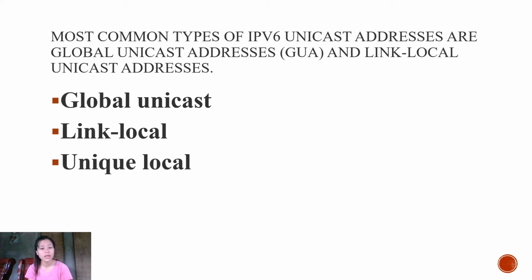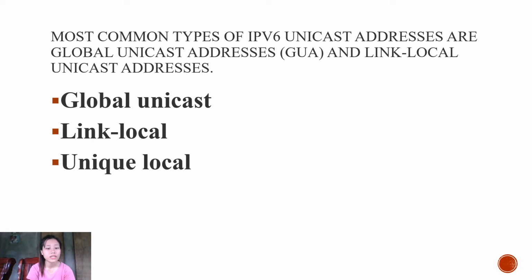A global unicast address is similar to a public IPv4 address. These are globally unique, internet routable addresses. Global unicast addresses can be configured statically or assigned dynamically.